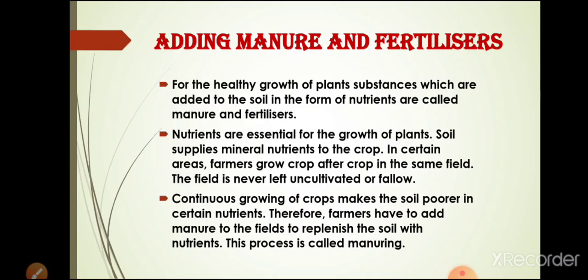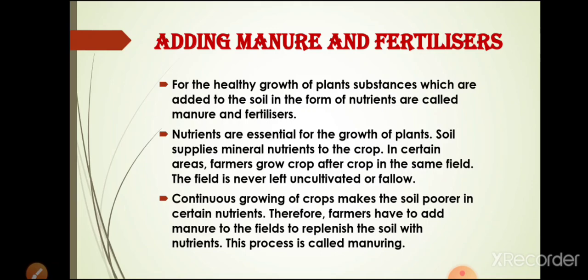the plants. Students, we have seen that in certain areas the farmers grow crop after crop. In that case, the field is never left uncultivated, so they continuously grow crops in that field, which makes the soil poor in certain nutrients. So the farmer adds manure to the field so that the soil is replenished again with nutrients. This process is called manuring. If there is improper or insufficient manuring, it results in weak plants; the plants will not grow properly.